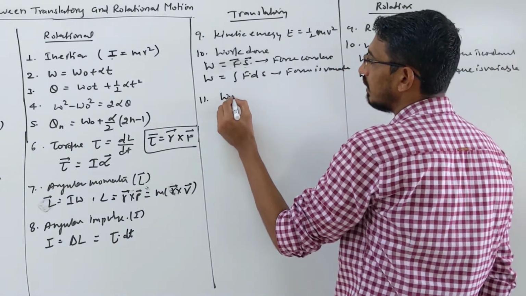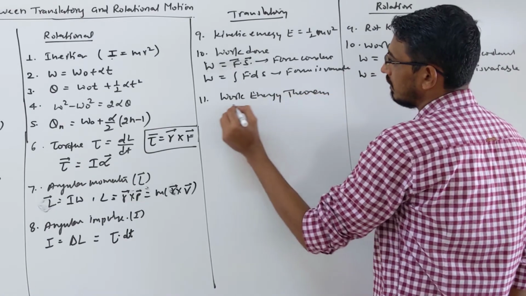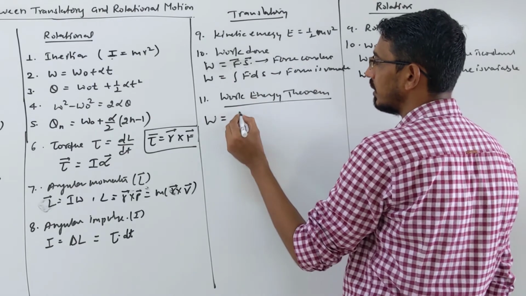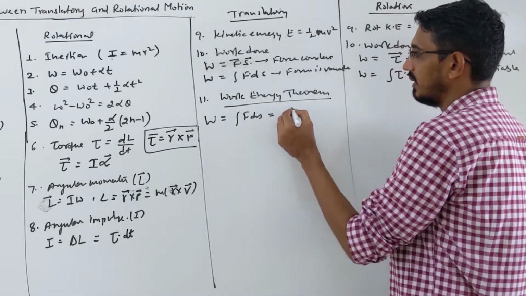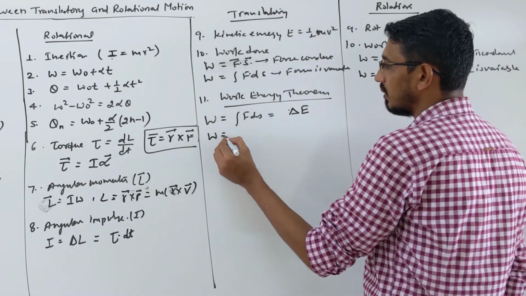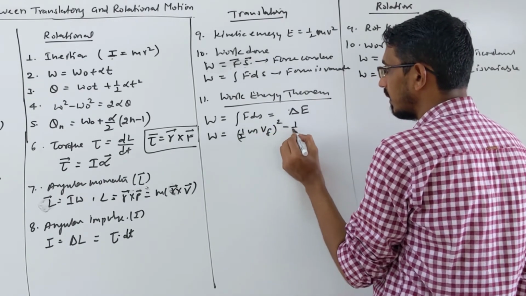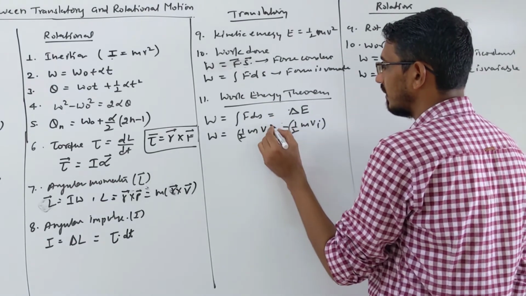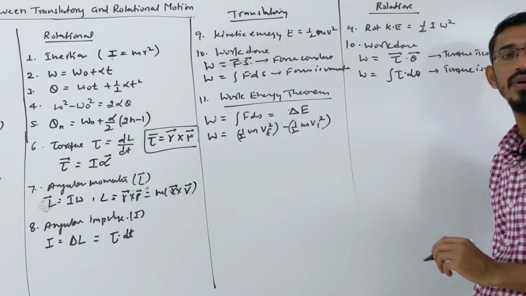So you learn the work energy theorem. Correct. That theorem says that work done is equal to force into displacement, F into ds, whatever. Also equal to change in your kinetic energy, right? Or you can write work done is equal to half m v final square minus half m v initial square, like this. This is your work done.